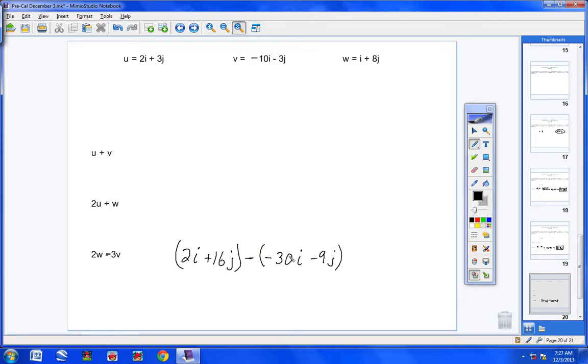And now we're going to subtract the two vectors. 2 minus a negative 30. Well, that's 32i. 16 minus a negative 9. Well, that's 25j. And there you go.